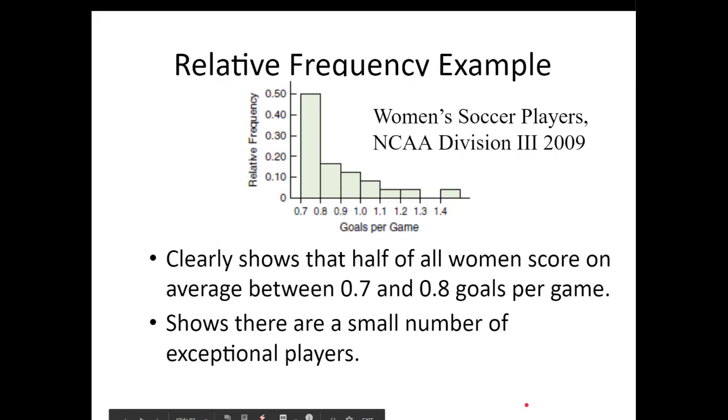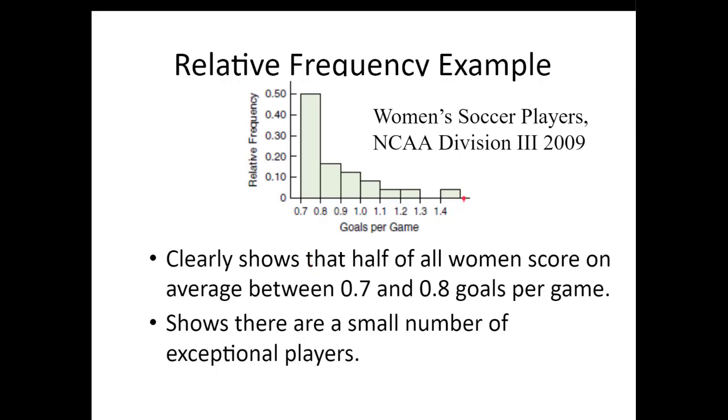So here we have a relative frequency histogram. Notice that instead of numbers in here, we have relative frequencies. We have proportions. If we were to multiply these by 100, instead of getting 0.1, we would get 10%. Instead of getting 0.2, we would get 20%, and so on. So that's the only difference: instead of just the raw numbers, we're actually making this relative. 50% of women score an average of between 0.7 all the way up to 0.8, not including 0.8 goals.